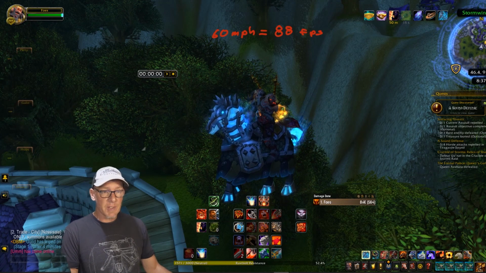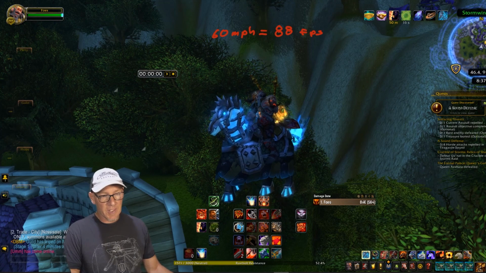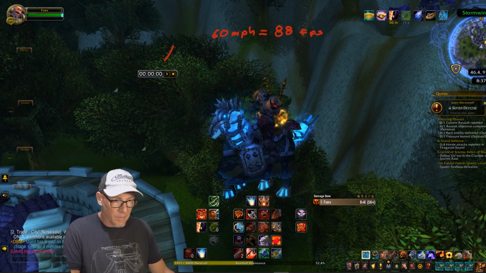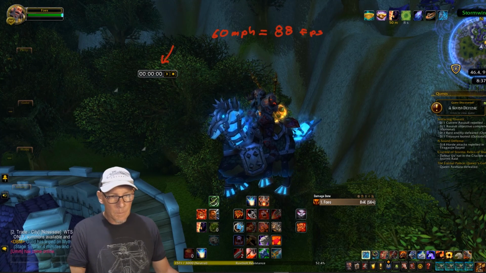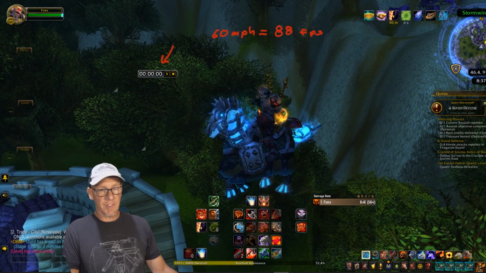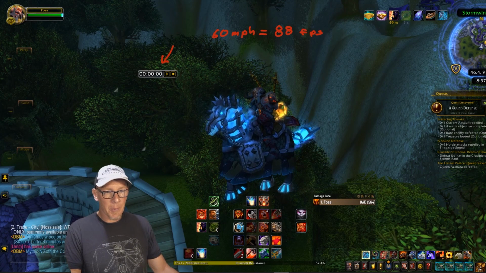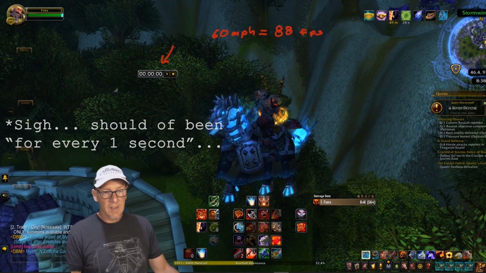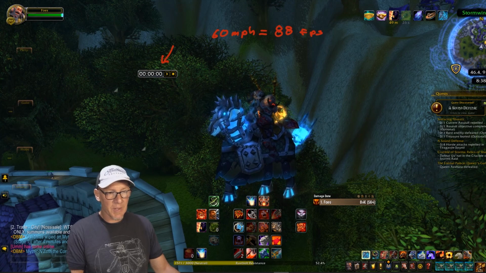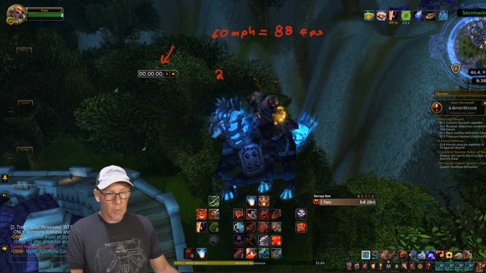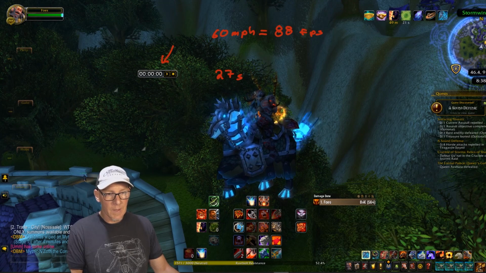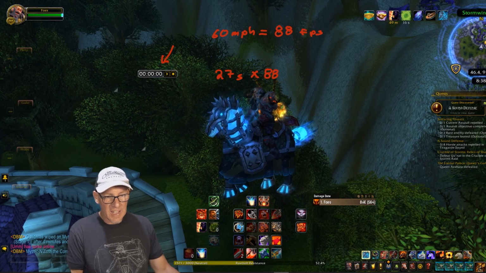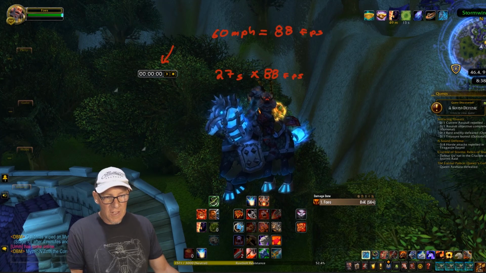Okay, like I said, 60 miles per hour is 88 feet per second. So how we're going to do it is we're going to use the timer again, which is right here. We'll time how long it takes to go across the city. And if 60 miles per hour equals 88 feet per second, well, let's say this comes out to be, I don't know, 27 seconds. All we do is multiply that by 88 feet per second.